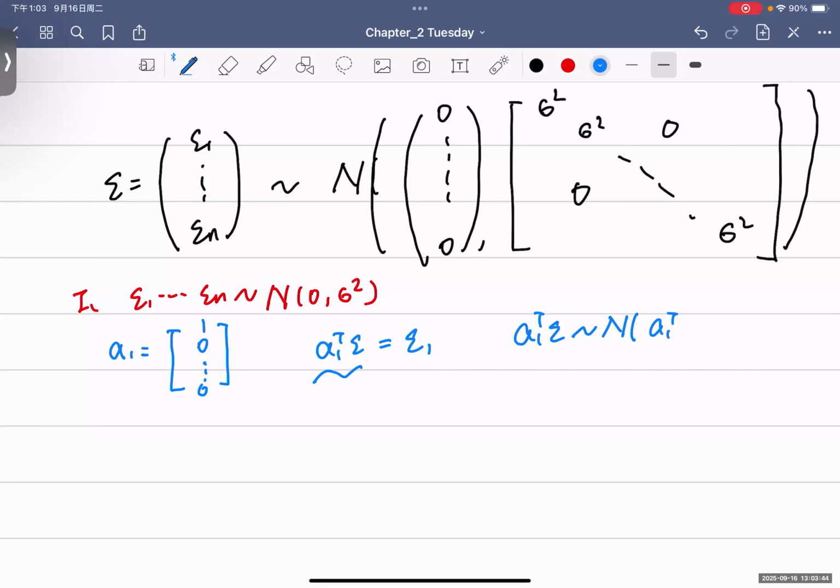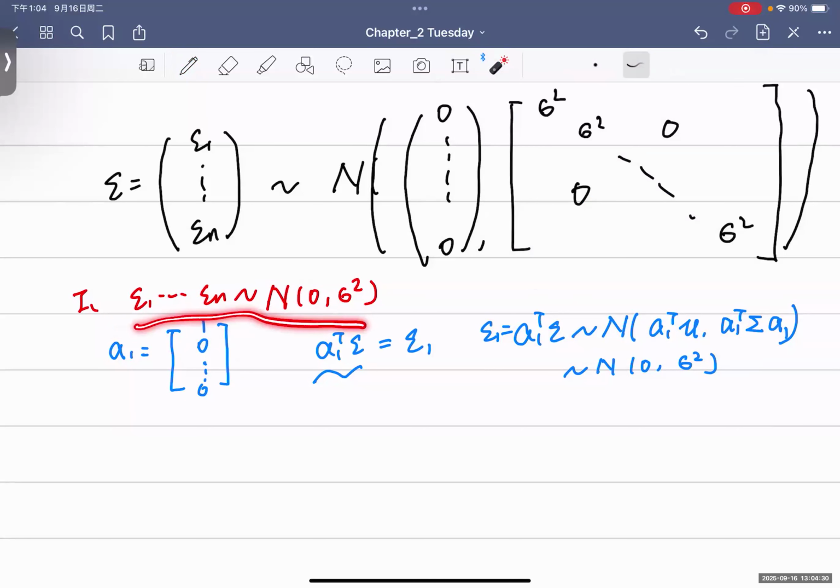A1 transpose mu, and A1 transpose sigma times A1. A1 is so special, only the first element is 1 and the others are 0, so that corresponds to 0 and sigma square. So epsilon 1 is a normal distribution of this type, just according to our earlier result. And for epsilon 2, epsilon 3, you definitely know how to do it. Just change the 1 to another index. So therefore this is the answer, and it implies this result.